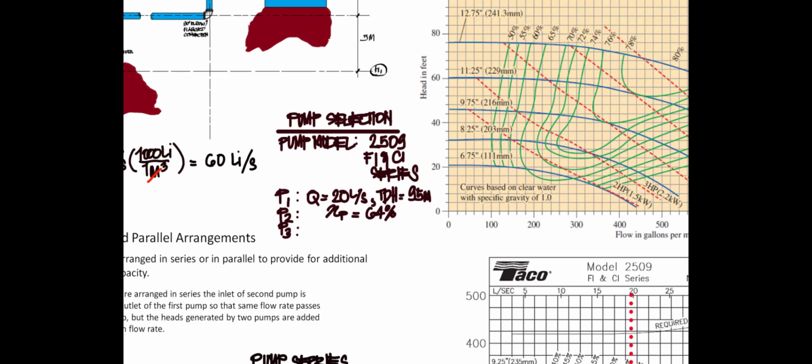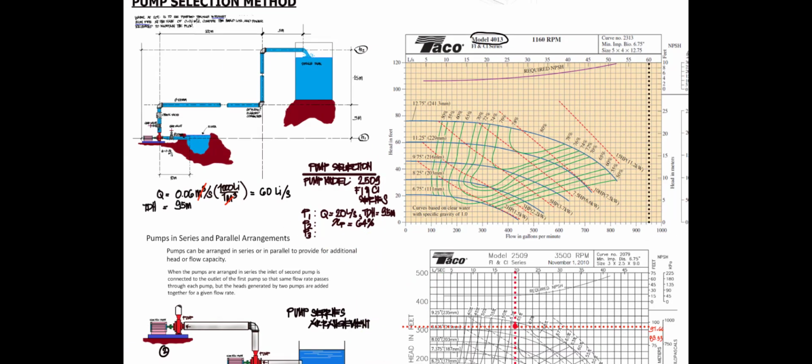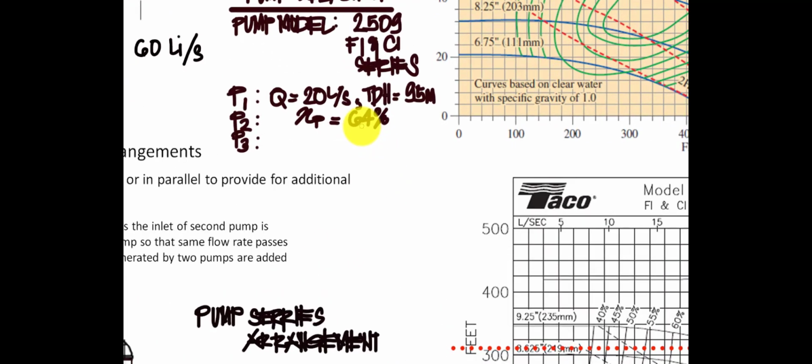Now, I will select a pump. For our pump selection, we have the pump model 2509, FI and CI series. With a given 20 liters per second, our volume flow rate will be 20 liters per second. Then, with the corresponding total dynamic head, which is 95 meters, it falls on 64% efficiency of our pump.